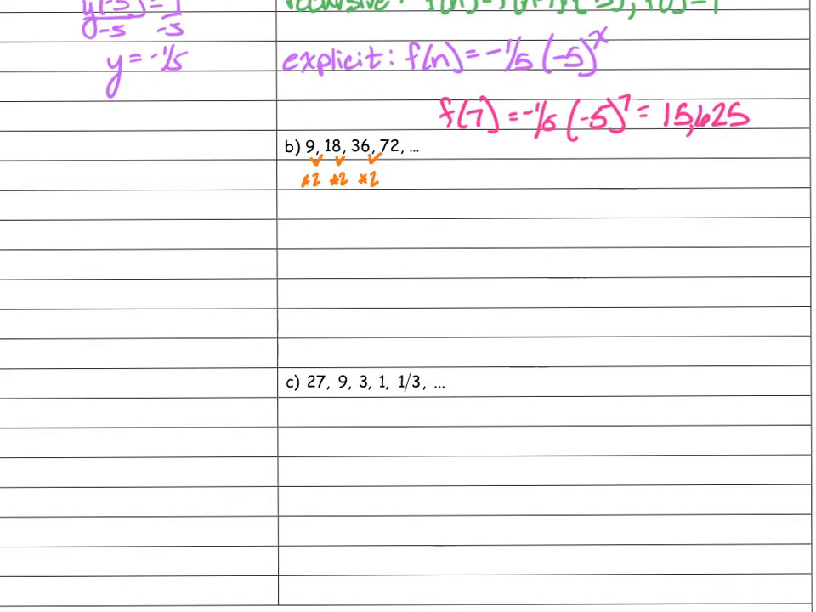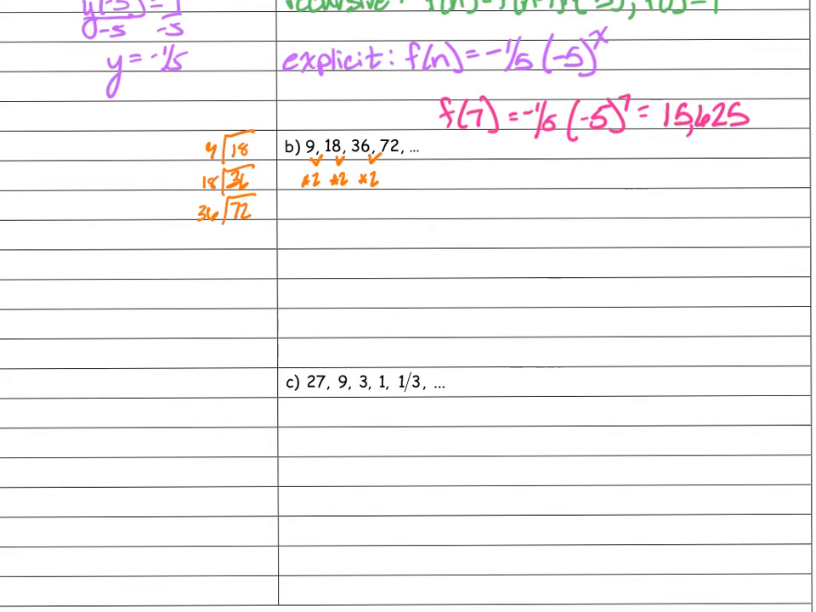What's the other thing I can do to figure it out? Well, I can take 18 and divide by 9, and I can take 36 and divide by 18, and I can take 72 and divide by 36. And it all equals 2. So I'm multiplying by 2.